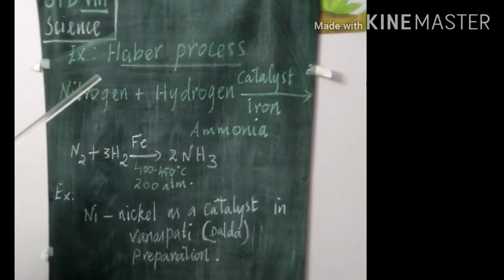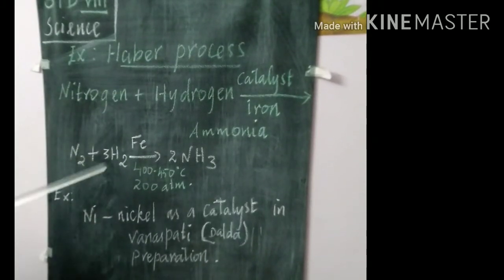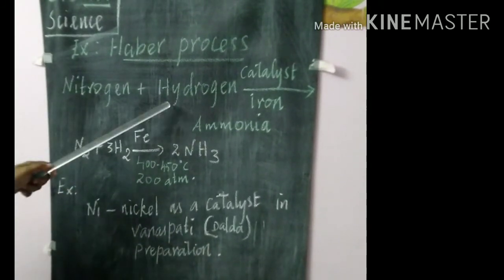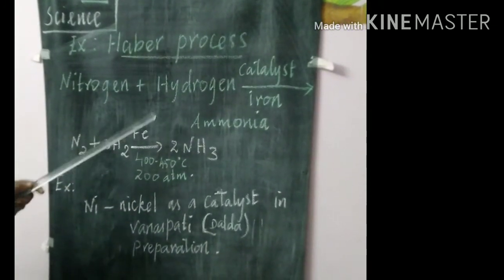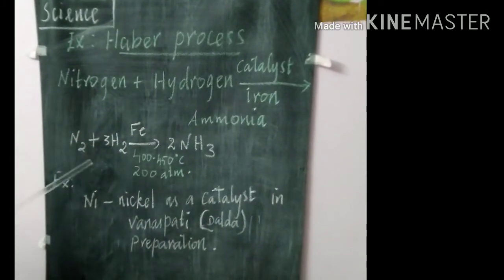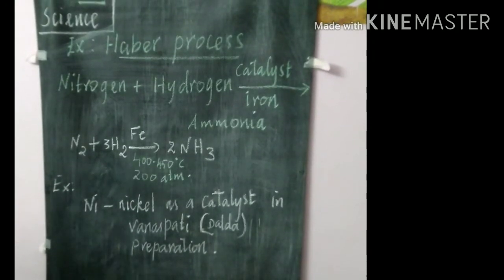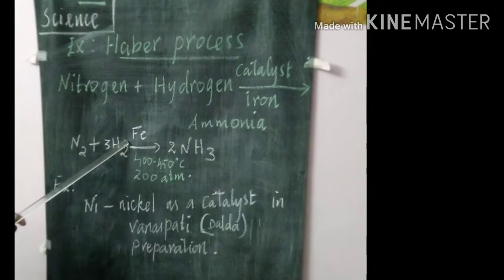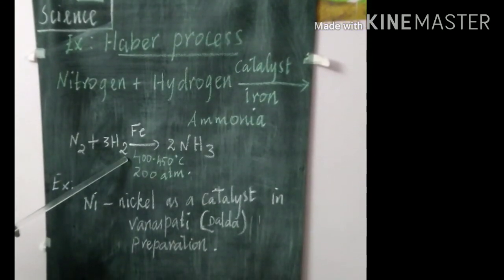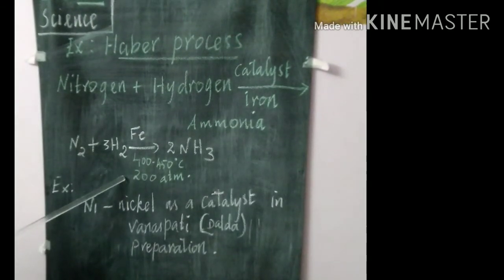Some other examples for catalytic reaction. Haber process, that is preparation of ammonia using nitrogen and hydrogen. Here the catalyst used is iron. See the reaction, N2 plus 3H2 gives 2NH3, in the presence of the catalyst iron, at 400 to 450 degrees Celsius of heat and 200 atmospheric pressure.